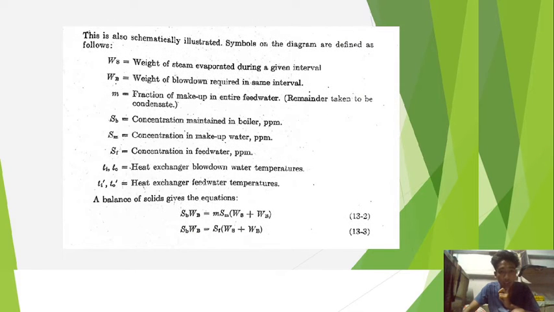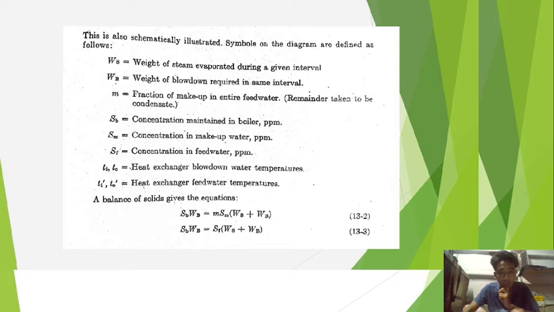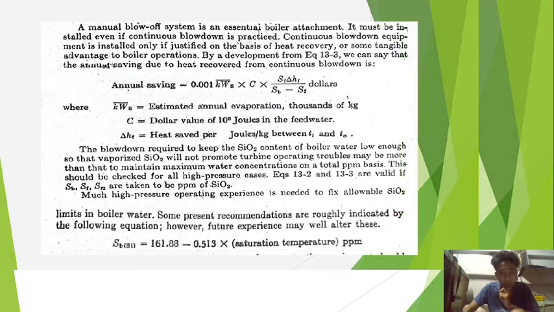Next, this is schematically illustrated, and the symbols on the diagram are defined as follows. A manual blow-off system is an essential boiler attachment. It must be installed even if continuous blowdown is practiced. So here is the formula for annual saving: annual saving equals 0.001 Ws times C times ST delta HT over SB minus ST dollars, where Ws is estimated annual evaporation in 1000 of kilograms, C is the dollar value of 10 to the power 6 joules in the feed water, and delta HT is the heat saved in joules per kilogram between T1 and T2.